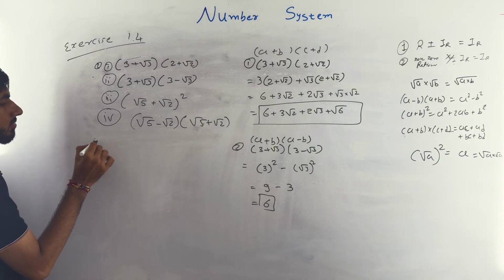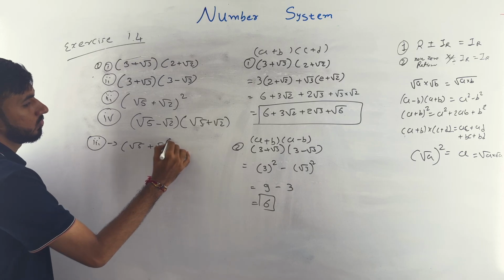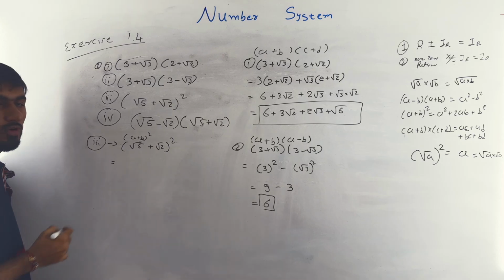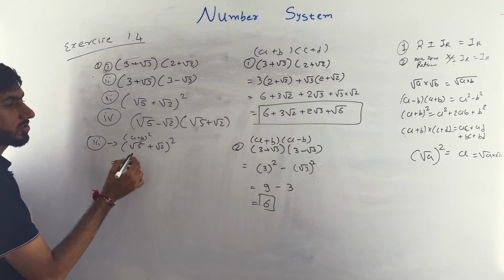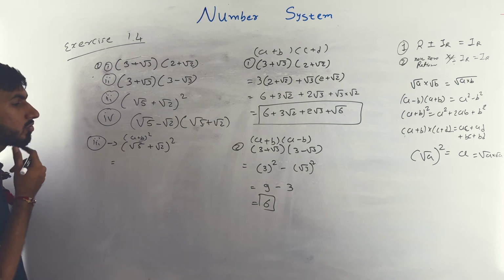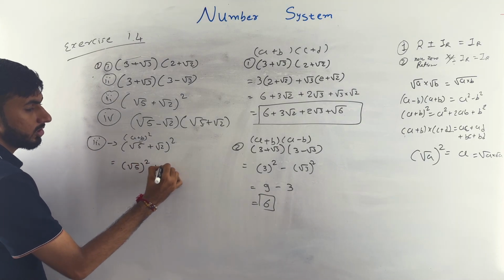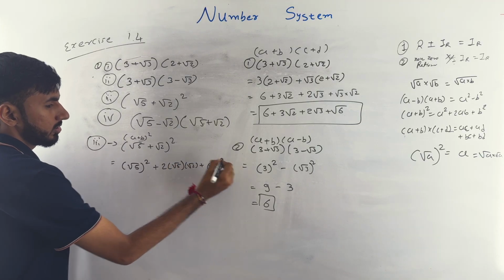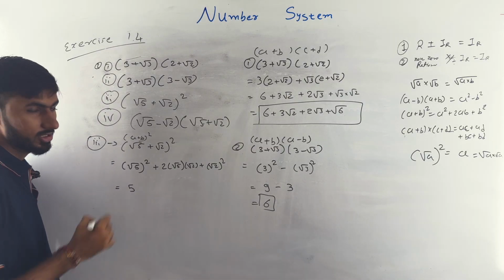Now for the third question: (root 5 plus root 2) square. Now it is in the form of square of (a plus b), right? So the answer will be a square plus 2ab plus b square. Now here we have root 5 as a and root 2 as b. So I can simply write it as root 5 square plus 2 multiply root 5 multiply root 2 plus root 2 square. Simple. Now what is square of root 5? I can simply write it as 5.